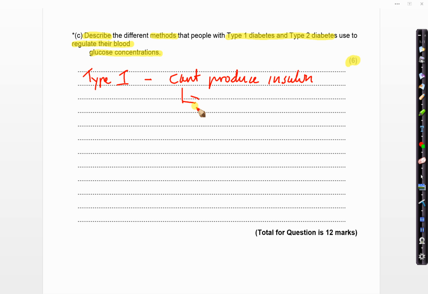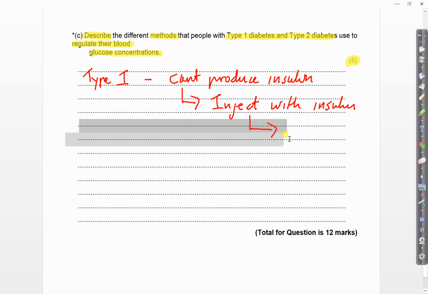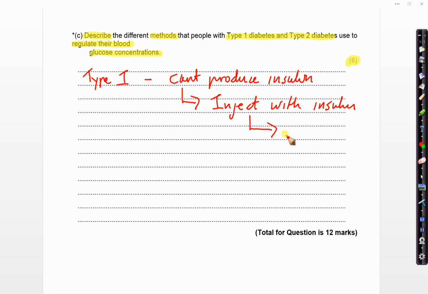So what? So they inject themselves with insulin. Okay, and when? Well, they'll do that usually before their meal. Before the meal. So quite simply, that's how type 1 diabetics regulate their blood glucose concentration. That's the method they use. What about type 2 diabetics? What can we say about them?